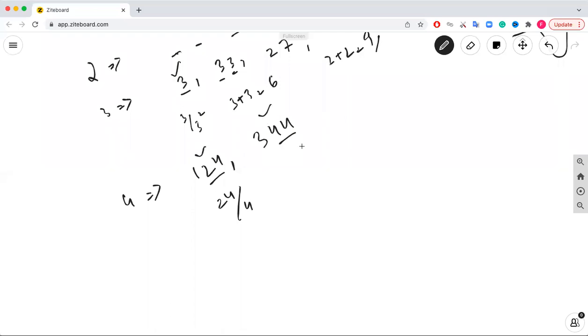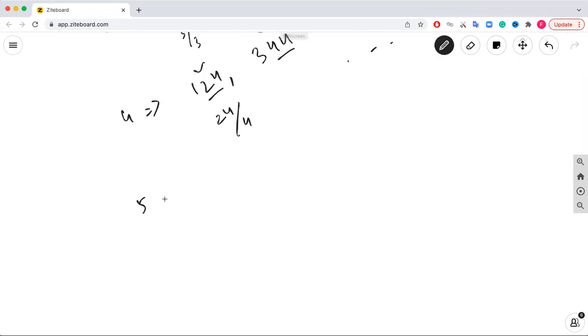It doesn't matter whatever the length of the digits is, just consider the last 2 digits and divide by 4. If that number is divisible by 4, then the whole number is divisible by 4, right? Okay. This is 4.